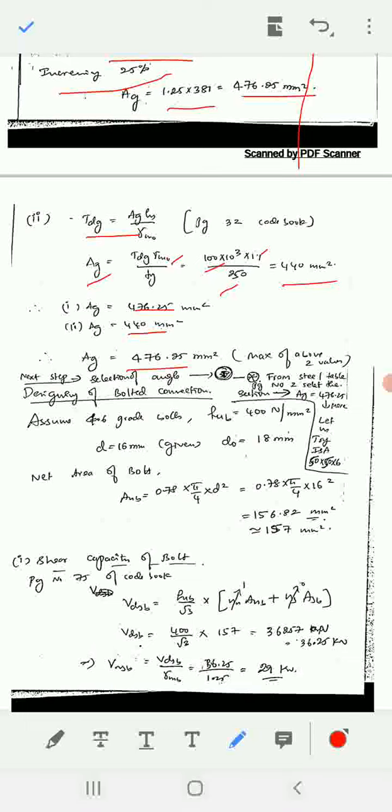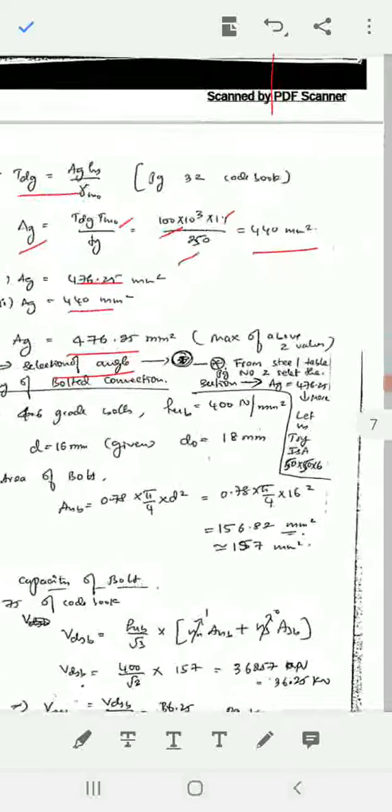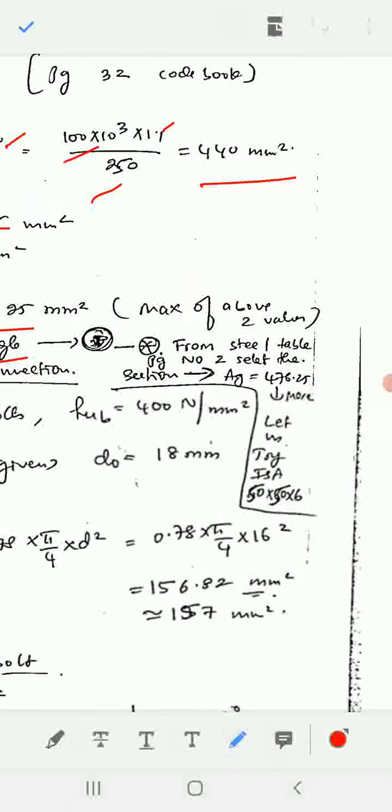Next step is the selection of the angle. Here it is written small, you can understand. Here the star and all are given. From the steel table page number 2, select the section, right? So we have to open the steel table. The AG value is 476. We need more than that value, right? More than 476.25 we need. So for that we have to go with the steel table page number 7.